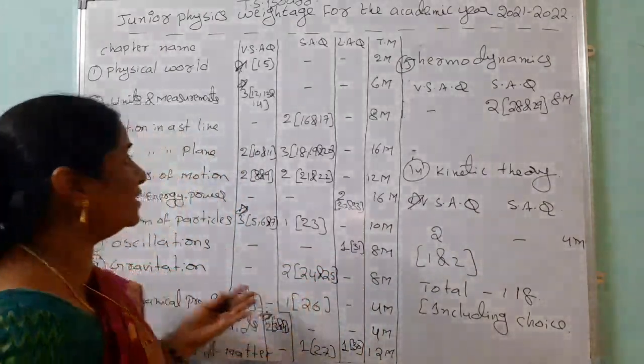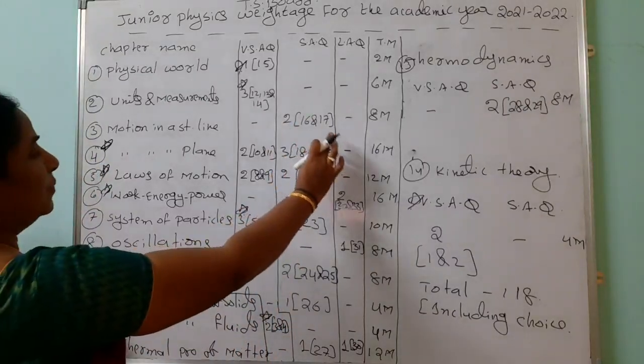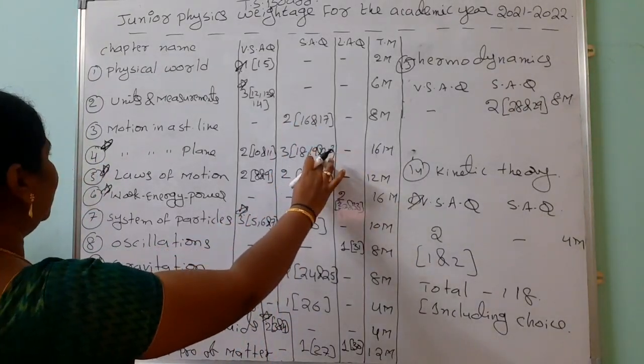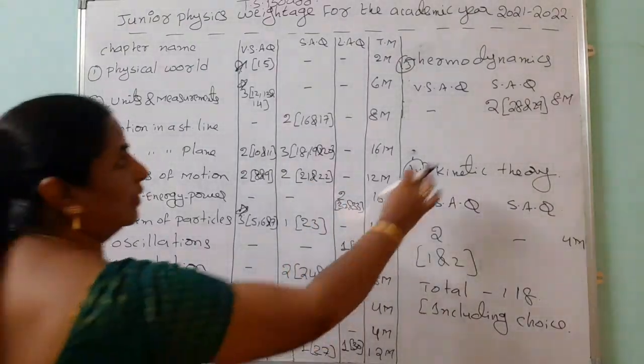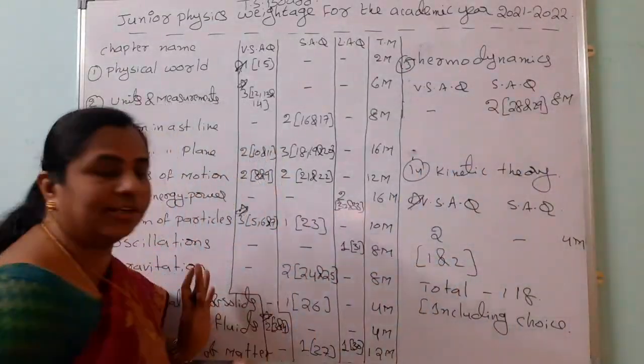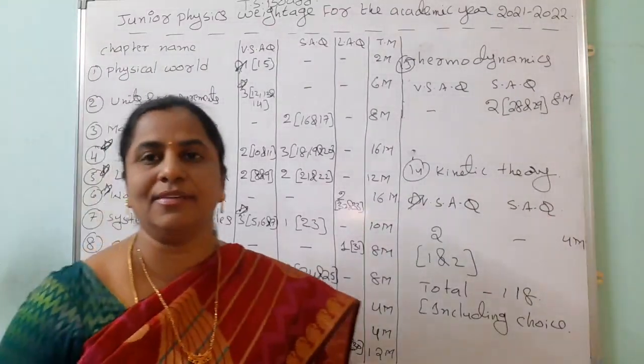Then SAQs wise, more importance you should give to motion in a straight line, motion in a plane, laws of motion, then gravitation, then thermodynamics. These are the either 2 or 3 SAQs we are expecting from this.